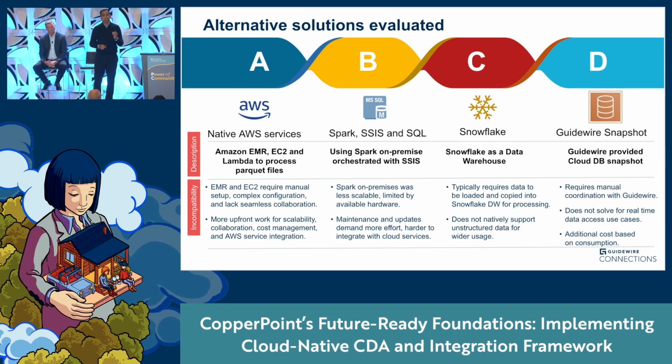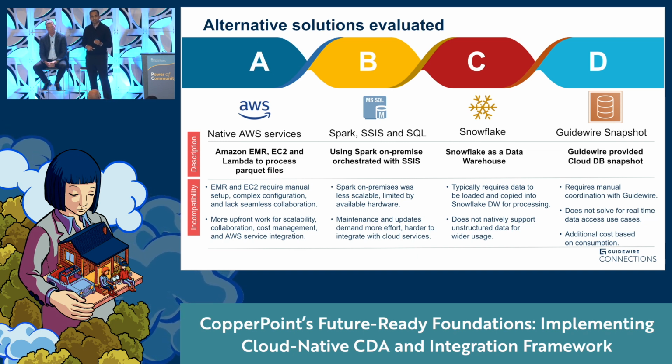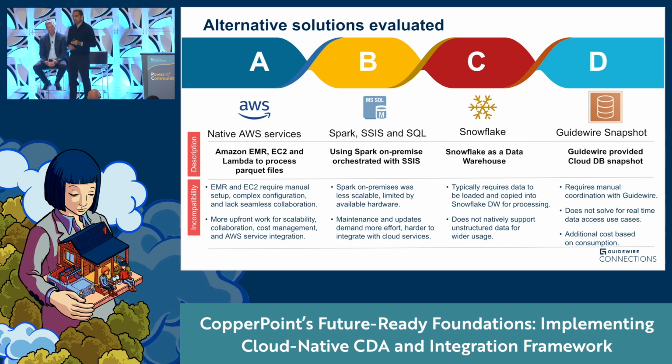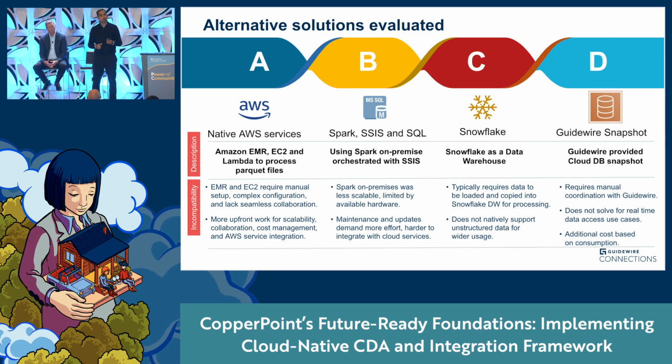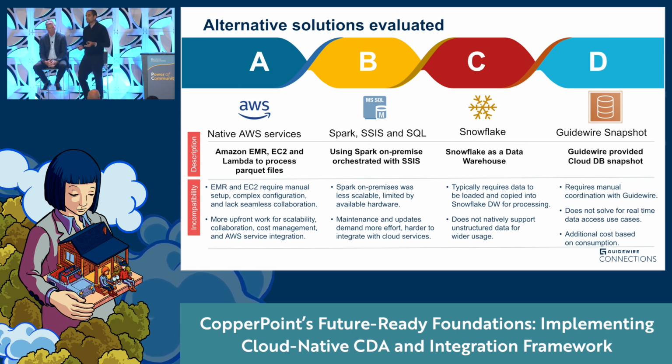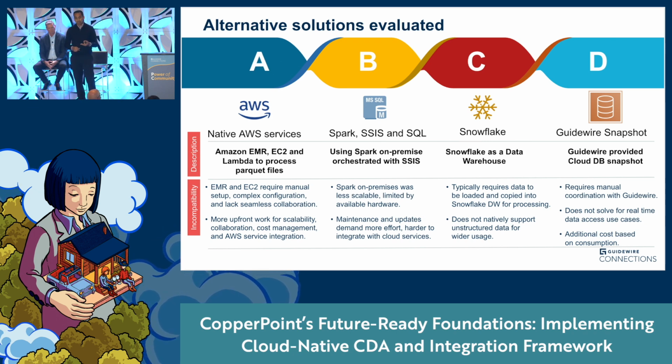But one of the other reasons why Snowflake did not work for us was Snowflake at that time did not support unstructured data. So our vision for our data lake that we have built in cloud is to support all kinds of data, structured like those Parquet files generated by Guidewire, and also unstructured data generated by integration. So we have a central location for data access and data governance, but it was not possible with Snowflake at that point in time.